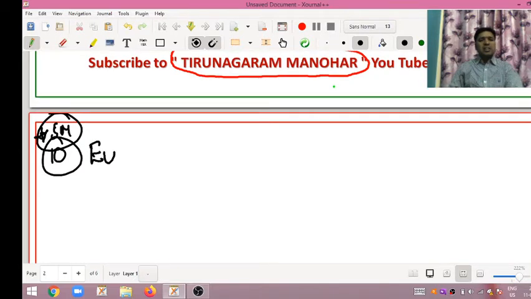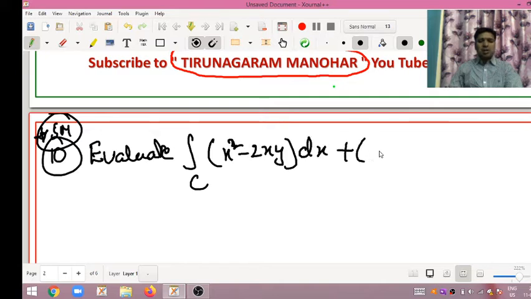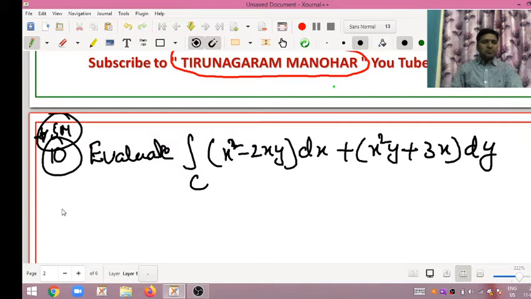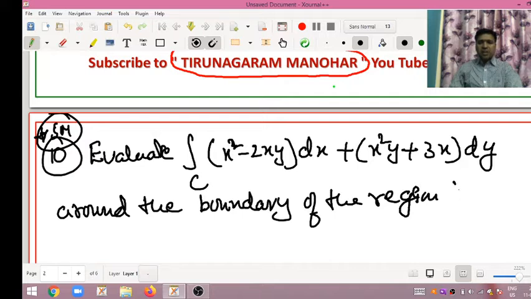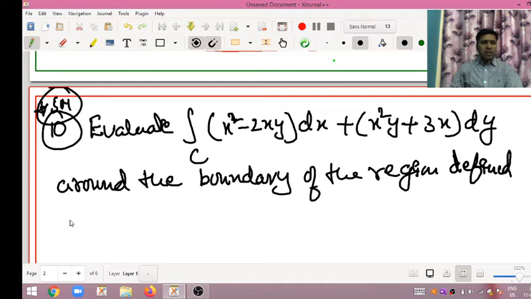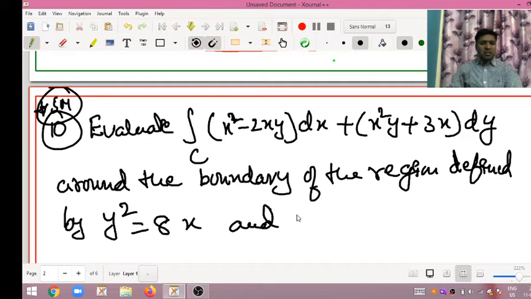That is the 10th one. Evaluate the integral over C of (x square minus 2xy) dx plus (x square y plus 3x) dy around the boundary of the region defined by y square is equal to 8x and x is equal to 2, my dear friends. See, this is the question.